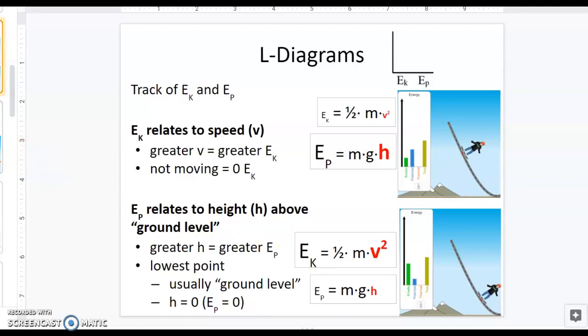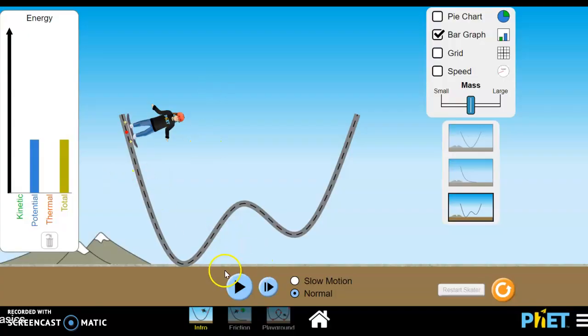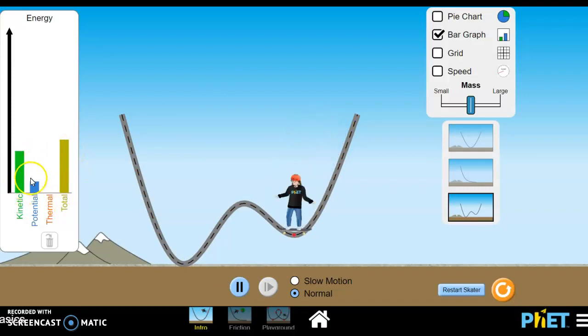But this all does still go along with conservation of energy, meaning that the total energy of the system remains the same. So even though this skater might be moving down the track and they have different amounts of potential and kinetic energy at those points on the track, the total energy is staying the same. Kind of like what you ended up seeing when you ran them up and down. The kinetic energy and potential energy transfer from one point to the other. Total energy stays the same.